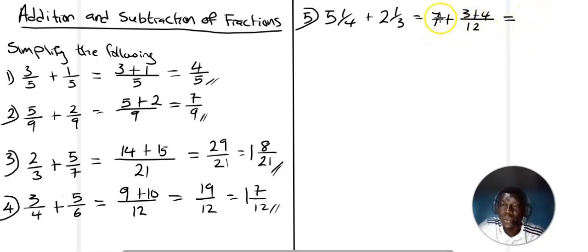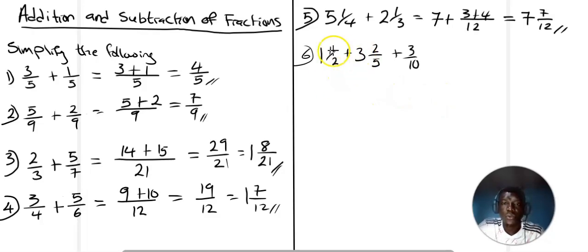But remember, we have a whole number here. So you write down the 7. 3 plus 4 is 7. So 7 whole number, 7 over 12. And this is our final answer.